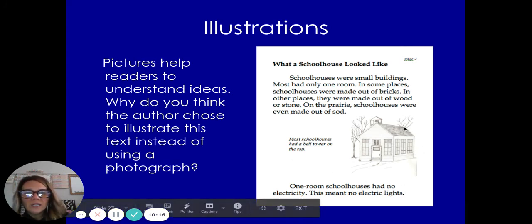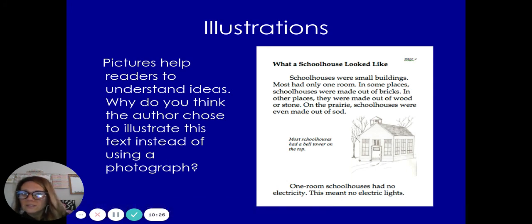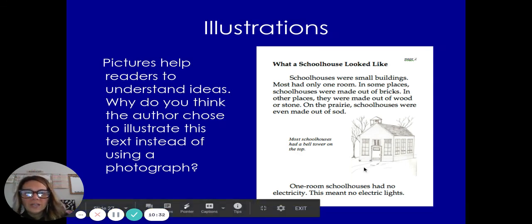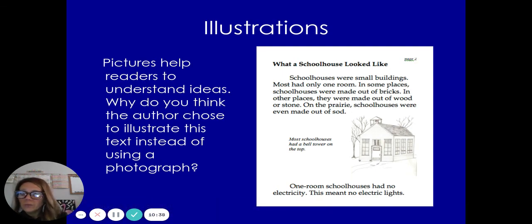And so if you look here at the schoolhouse, okay, we see one-room schoolhouses had no electricity. This meant no electric lights. Can you imagine going to school with no lights? Kind of like right now, right? All my lights went off, okay? Thank goodness I have sunlight. So the author here, or the illustrator, drew a picture so you could see what a one-room schoolhouse looked like. So now not only am I reading the words, but I'm looking at these pictures, okay, that help me understand what the reader is talking about, okay?